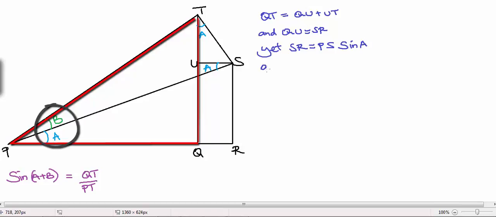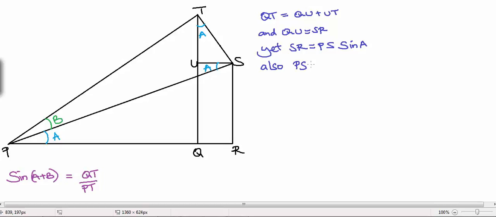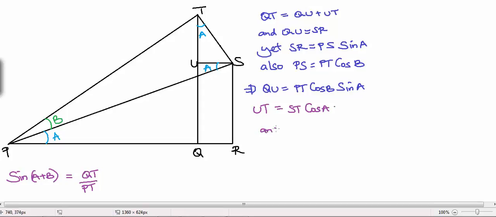And once we solve for QT, we observe that QT is equals to QU plus UT. And remember that QU can also be equal to SR because that is a rectangle, and so the opposite sides are equal. Yet SR can also be expressed in terms of sine A. If you observe, sine A is equals to SR over PS. So once you make SR the subject, you obtain that. Also, you'll observe that PS can be expressed in terms of cos B. Cos B is simply equal to PS, which is its adjacent, over PT.